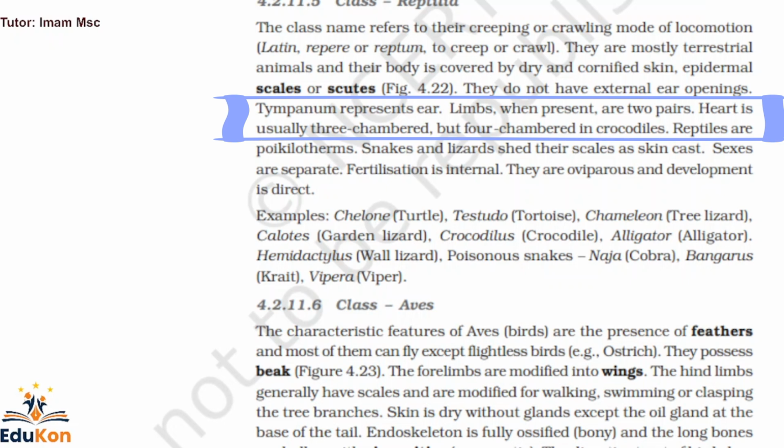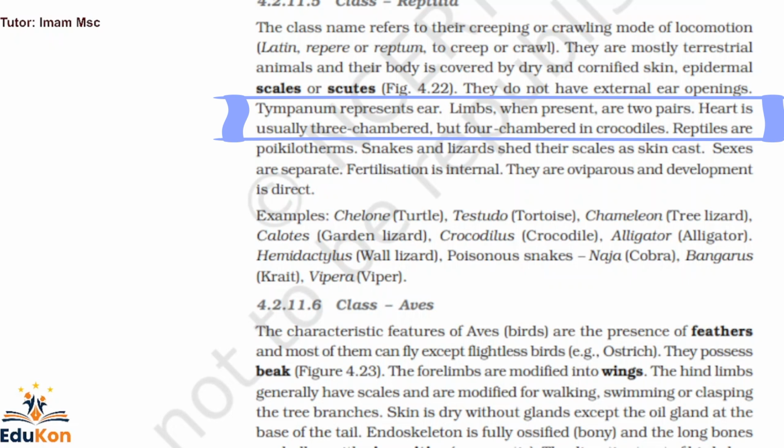Normally it is three-chambered. Reptiles are poikilothermous, meaning cold-blooded animals. Snakes and lizards shed their scales as skin cast. Sexes are separate. Fertilization is internal, and they are oviparous, and development is direct. So all these factors are very important when you are reading this class Reptilia.